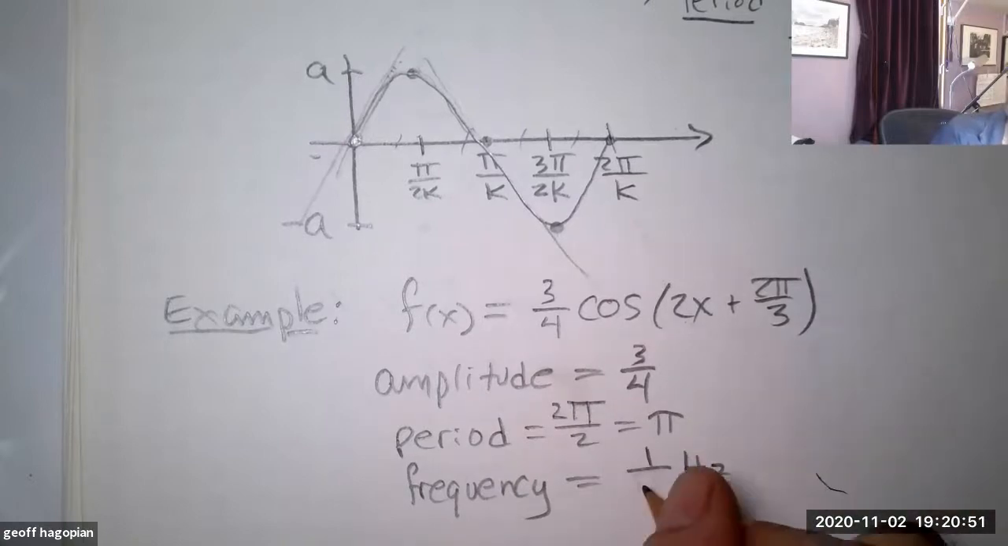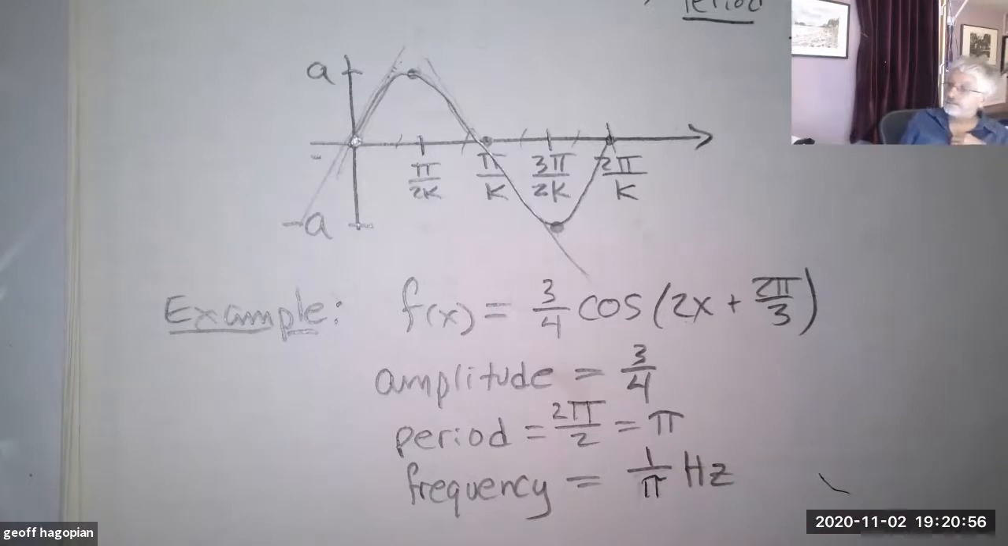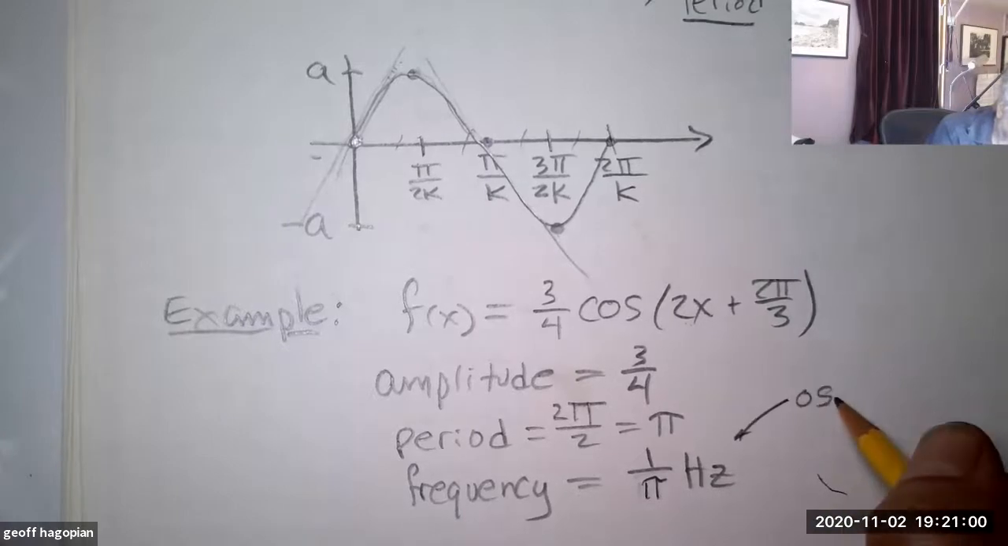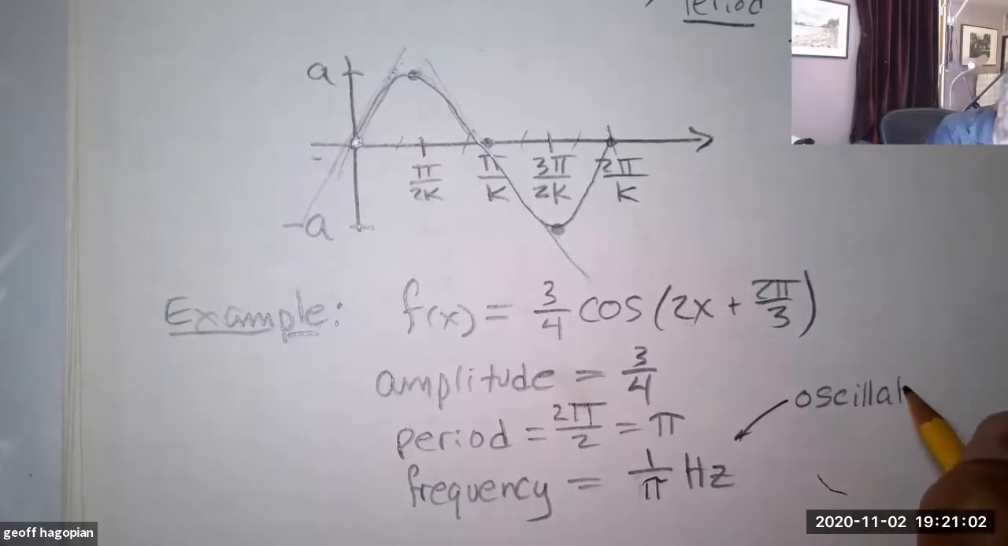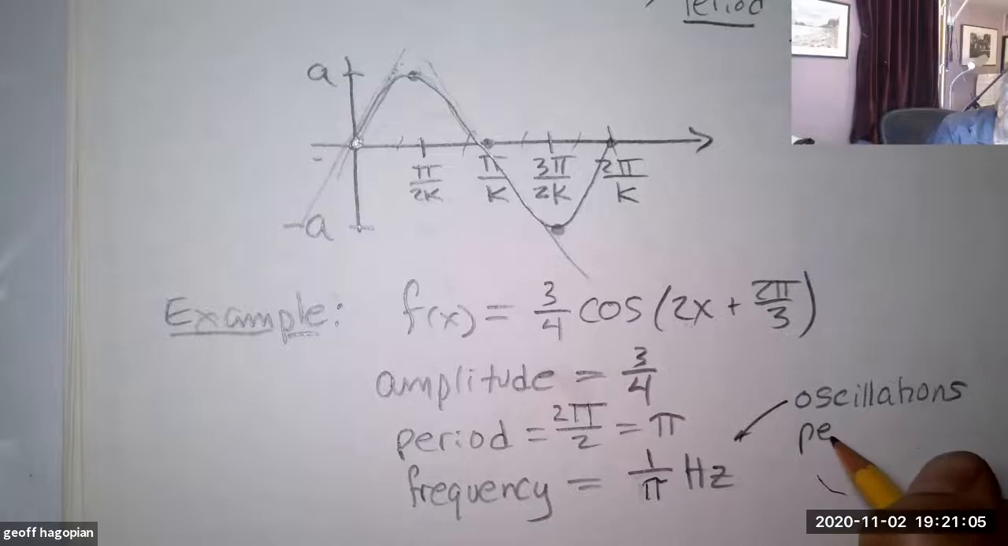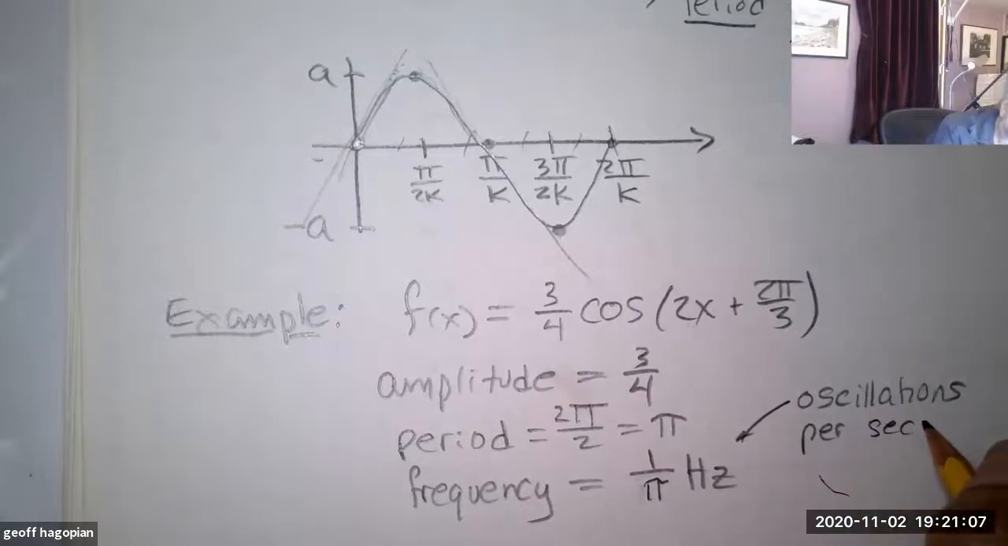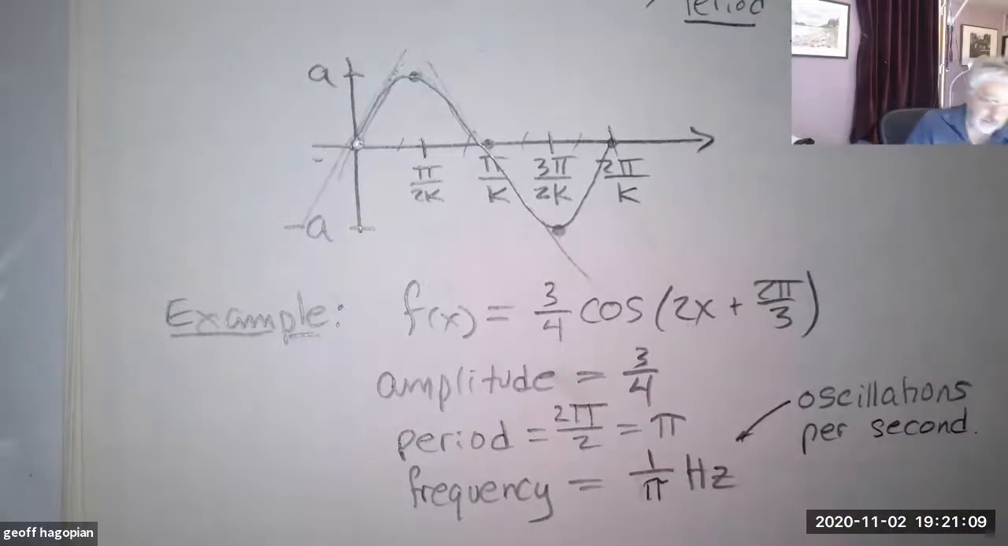All right. So hertz are oscillations per unit time, right? Actually, per second, technically. I mean, hertz is a very specific unit. It's oscillations per second.